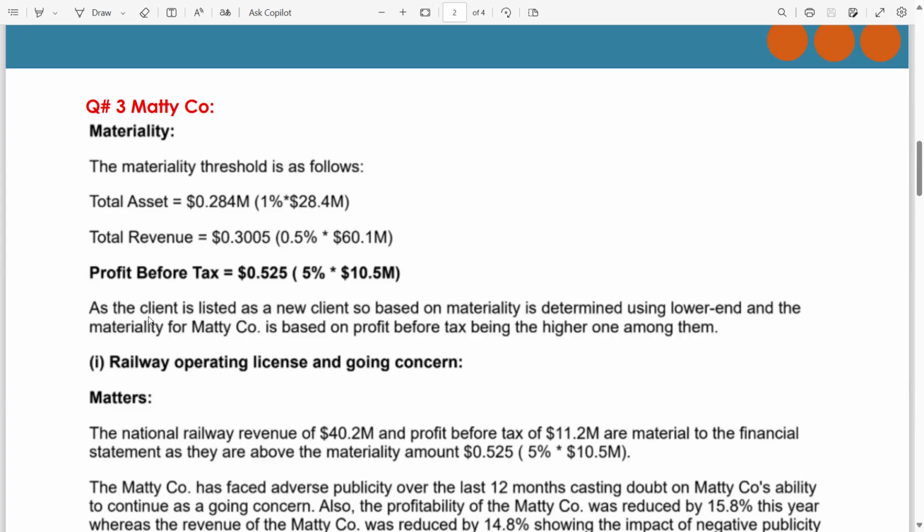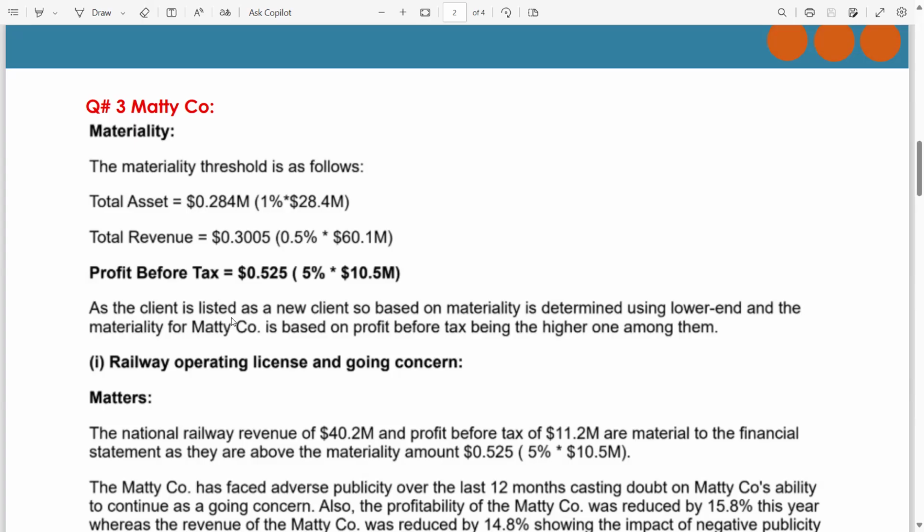Let's read this requirement. As Matty Company is a listed client and a new client, based on that, there is high risk involved. So that's why it's better to use the lower end. Now, you have written that you have to use the lower end. Why? Because this is a new client. You do not have prior knowledge of this client. And also the client is a listed entity, so it means there are high rules and regulations. Now, this line gives the examiner the idea of using the 5%, meaning the lower end threshold.